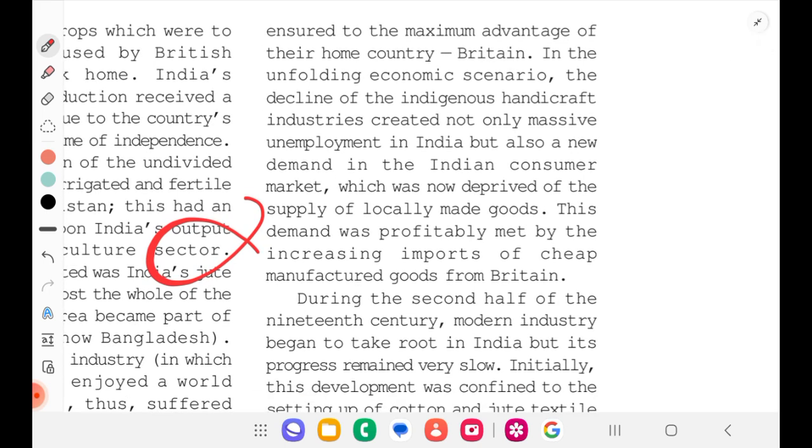In the unfolding economic scenario, the decline of the indigenous handicraft industry created not only massive unemployment in India but also a new demand in the Indian consumer market, which was now deprived of the supply of locally made goods. This demand was profitably met by the increasing imports of cheap manufactured goods from Britain.